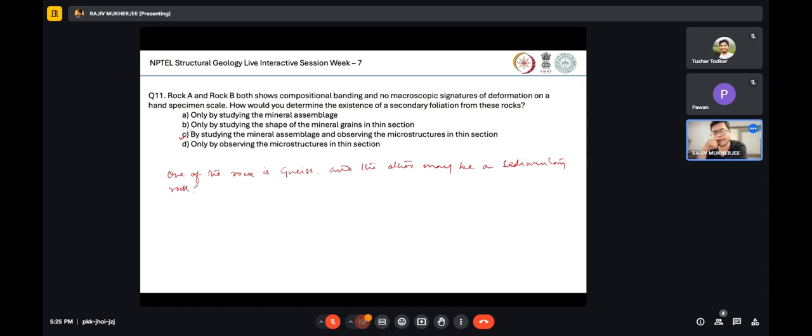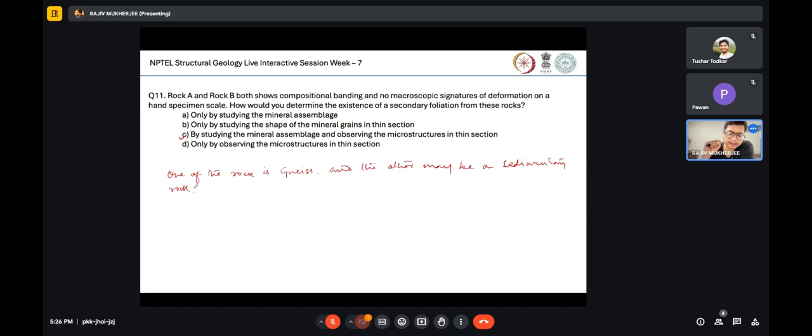It can happen like that because, on a hand specimen scale, you will not find any preferred orientation of minerals or any kind of foliation planes in a gneissic rock. Of course, if you have an idea of the mineral assemblage of a gneiss, you can directly identify it at hand specimen scale. But for a layman who is not an expert in identifying minerals from hand specimens, they have to look for other signatures.